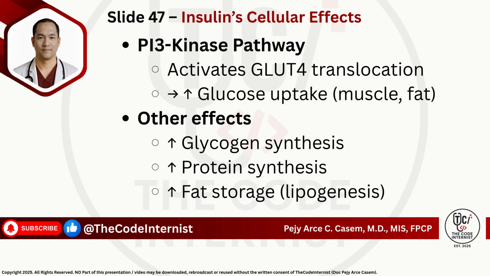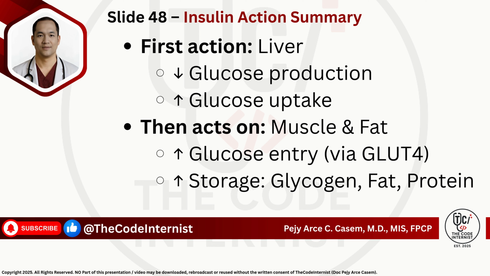But insulin does more than just manage sugar. It also promotes glycogen storage, builds proteins, and encourages fat storage, making it a true anabolic or building hormone. To summarize, insulin's first stop is the liver, where it tells it to stop making sugar and start using sugar. Then, insulin works on muscle and fat, helping them take in glucose through GLUT4 and store energy in the form of glycogen, protein, and fat. Insulin's job is to keep sugar levels in check by telling your body where to store or use it.